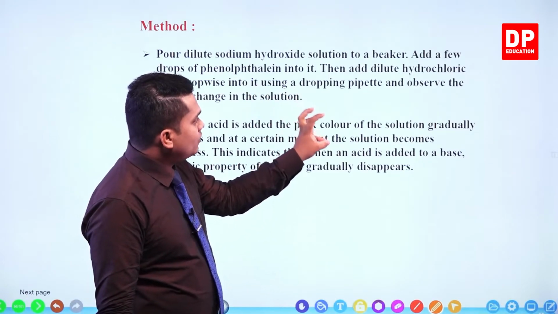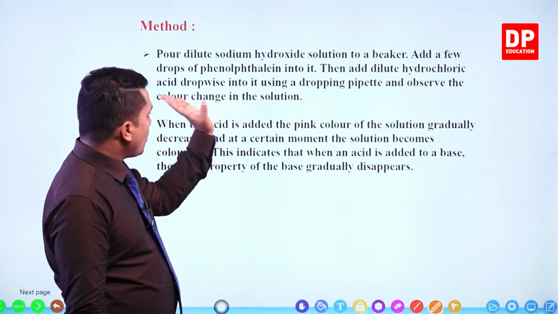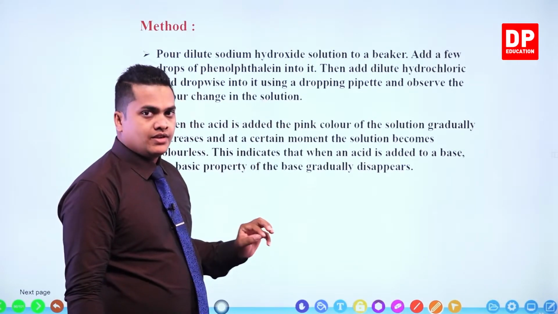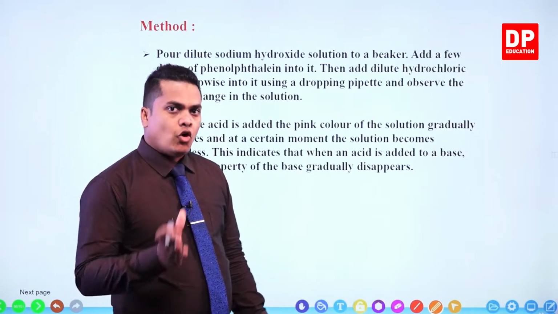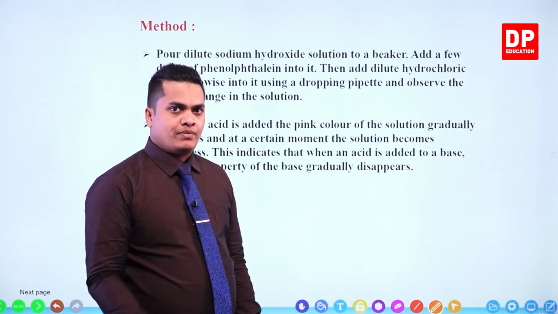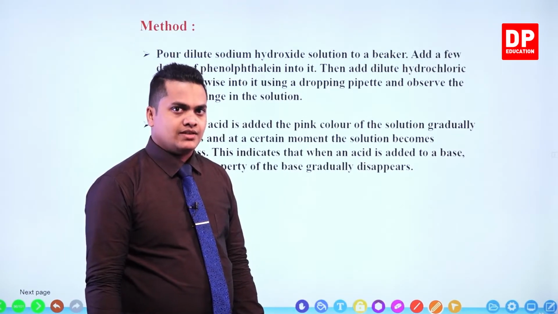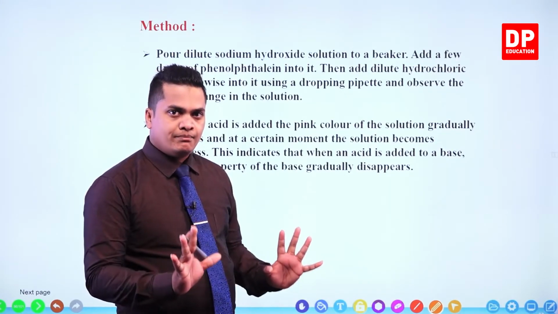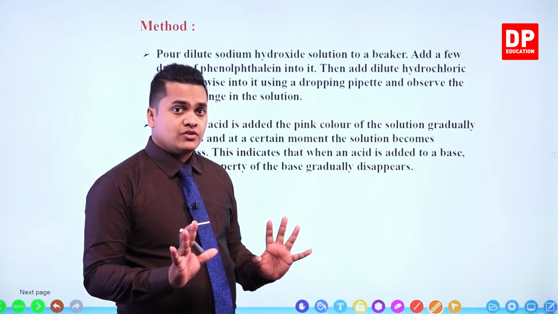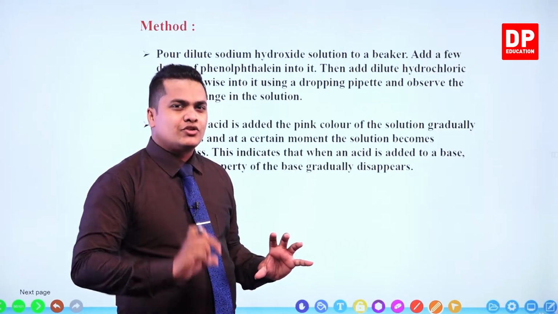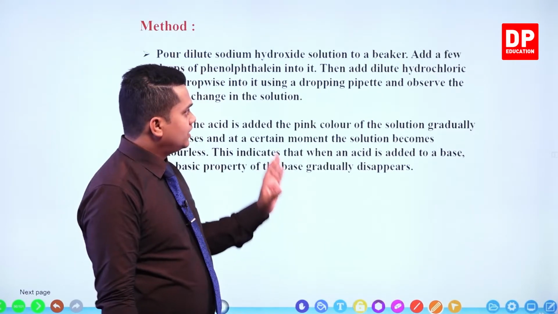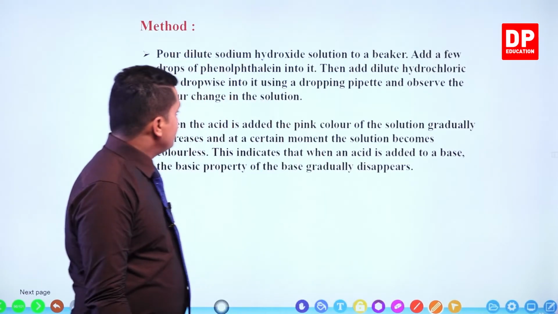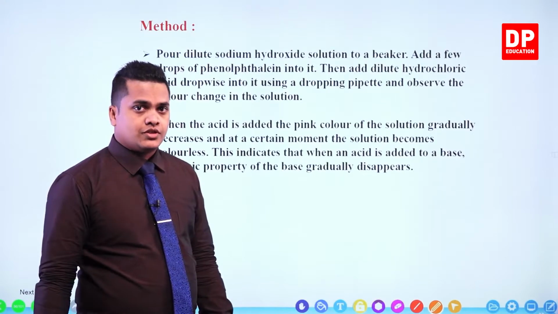Then add dilute hydrochloric acid dropwise into it using a drop-in pipette. You can use a drop-in pipette or else a simple dropper like in the earlier case, and observe the color change in the solution.